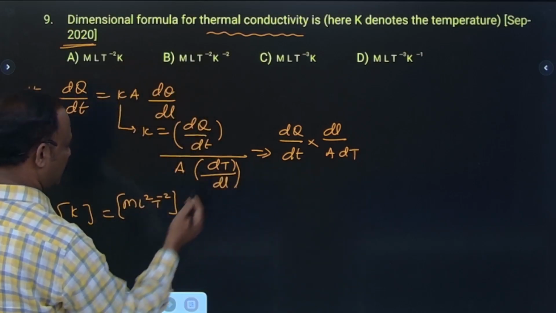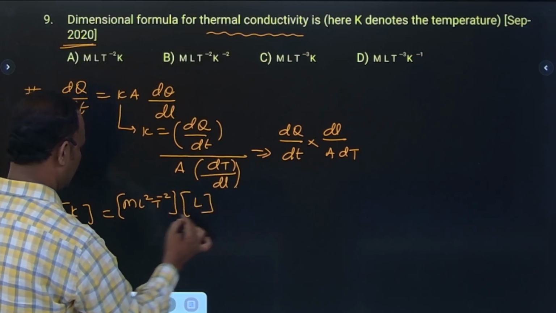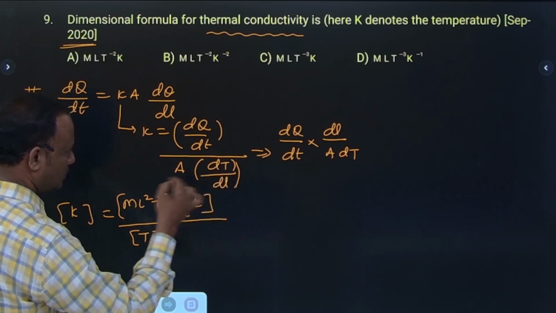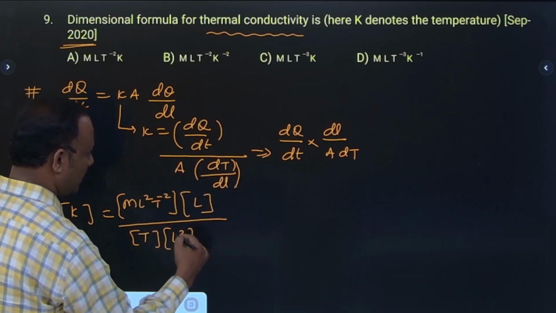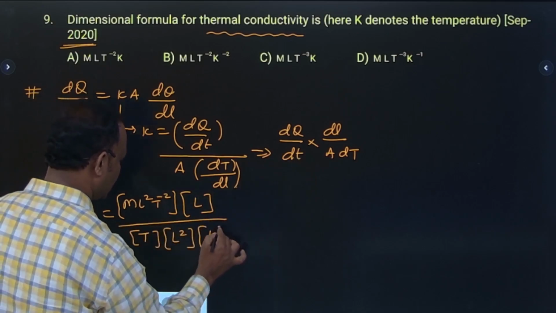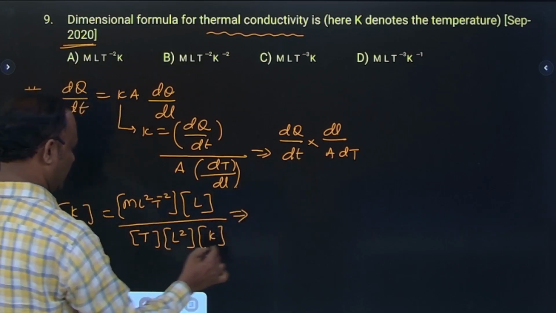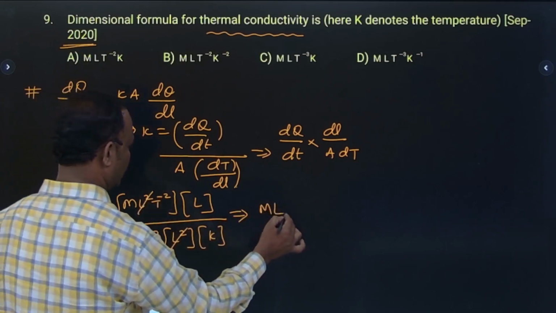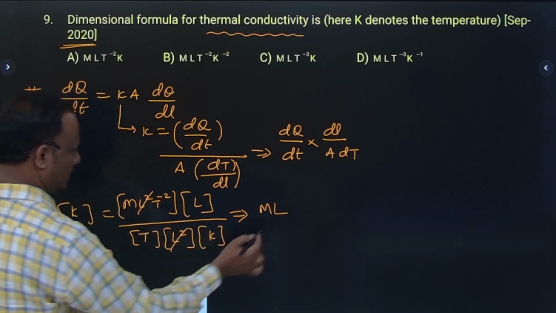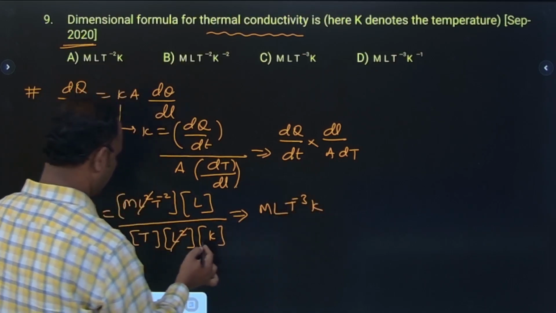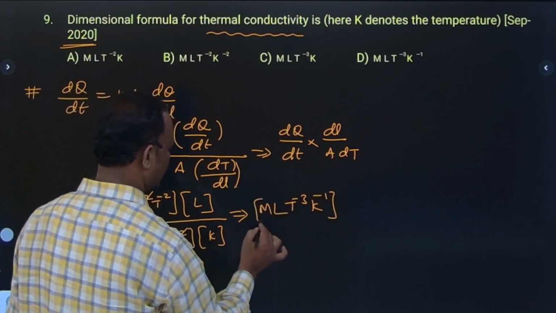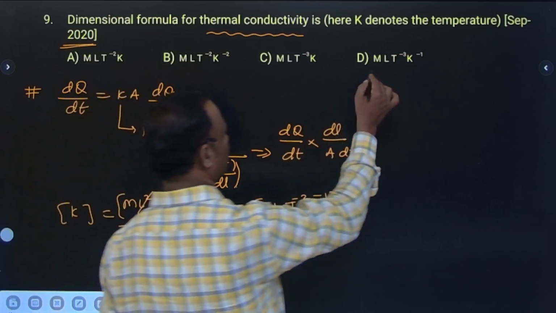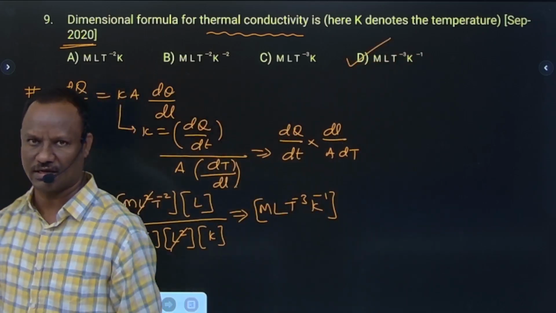So dQ is ML square T minus 2, dl is L, dt is time T, and A is the cross-sectional area through which heat is passing, that is L square, and d theta is the temperature, Kelvin. Now I can write it as M. L square and L square cancel, M1 L is left, T minus 3, and K only 1 comes up. That becomes MLT minus 3 K minus 1. Option D is correct.